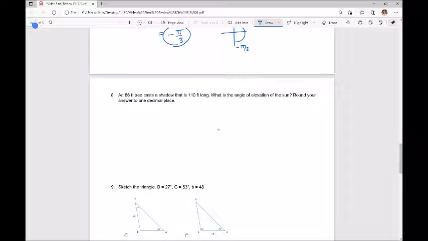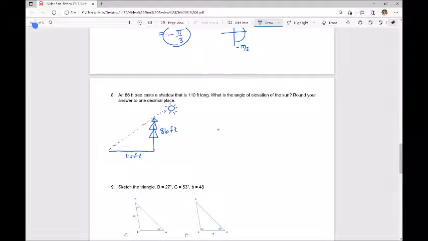So we've got an 86-foot tree, so let's assume that that's like some tree right here, and this is 86 feet tall. And it casts a shadow, so we might have this horizontal line coming from the base of the tree that's 110 feet long. And we want to find the angle of elevation of the sun. So if the tree is casting a shadow, the sun must be somewhere up here. And there must be sort of this imaginary line from the tip of the shadow up to the height of the tree and up to the sun.